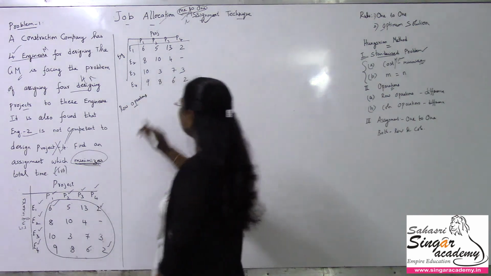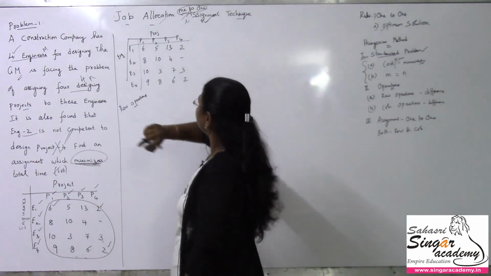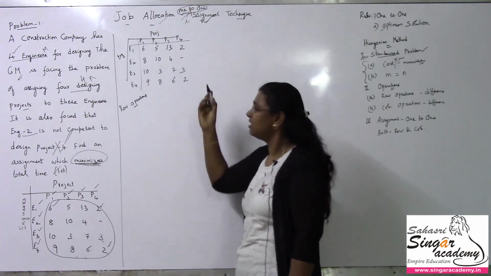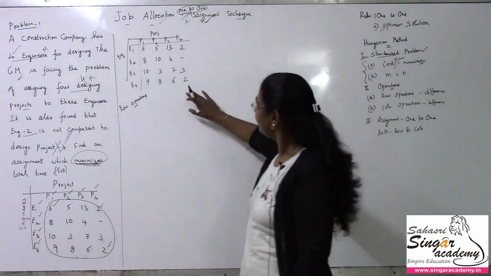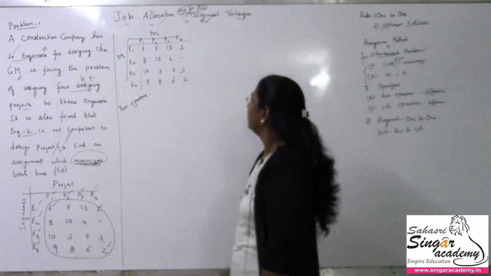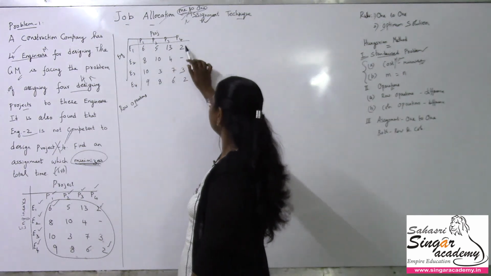excuse me, row operations, let me go for engineer 1. Here we have placed engineers in rows, so engineer 1. In case projects were placed in rows, we could take projects. Whatever it is, in our problem the rows are engineers, so let me go for engineers. He can do in 6 hours, he can do in 5 hours, he can do this project in 13 hours and 2 hours.